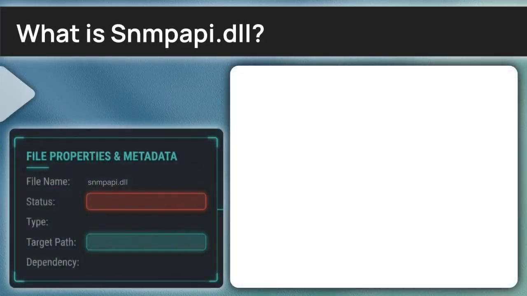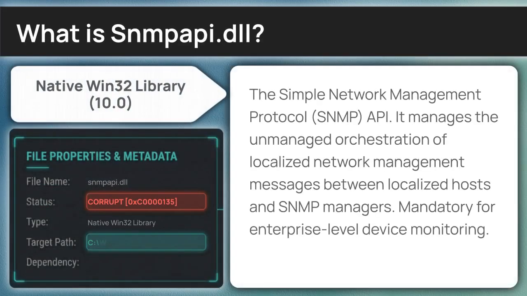This is the SNMP API library, the Simple Network Management Protocol SNMP API. It manages the unmanaged orchestration of localized network management messages between localized hosts and SNMP managers, mandatory for enterprise-level device monitoring. With the why out of the way, let's focus on getting you running again.